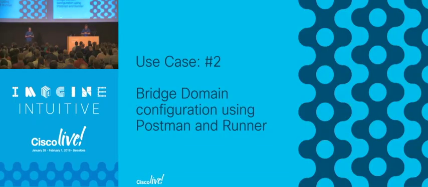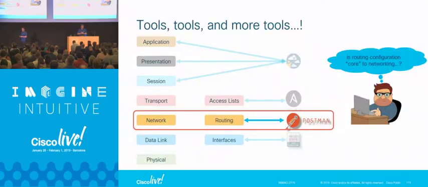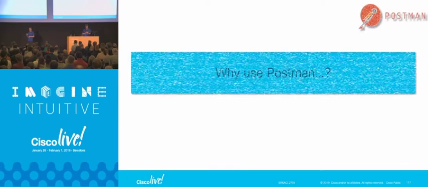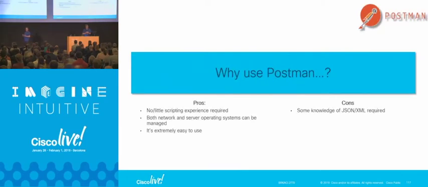Okay, so the next use case is, and we've almost seen it already, that we're going to use Postman and Runner to configure all of the subnets in our system. I think this is a core thing for a network team. This is definitely a core networking job, running the subnets, configuring the routing, and all the rest of it. We use Postman because it's dead easy, it's free, it's simple to use. I can query stuff, I can manipulate things, I can push the config back in. You do need to know some JSON or XML.